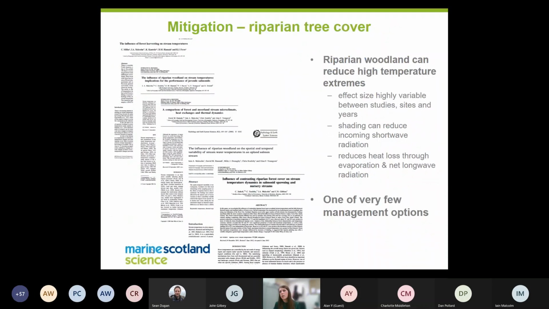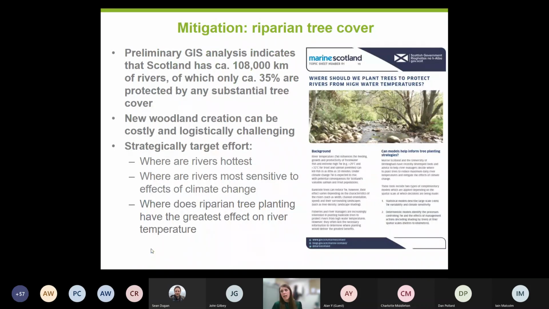We also know that riparian woodland can reduce high temperatures and is one of very few management options available to us. But the effect sizes are highly variable between different areas and different years. Trees reduce incoming shortwave radiation, and they also reduce heat loss through evaporation and net long wave radiation. A preliminary GIS analysis suggested that only around 35% of our rivers are protected by any substantial tree cover. And we know from discussions with people like you that new woodland creation can be quite costly and logistically challenging. So we need tools that will let us target effort to locations where we'll get the greatest benefit: for example, rivers that are hottest, rivers that might change the most, and areas where riparian tree planting will have the greatest effect in reducing river temperatures.